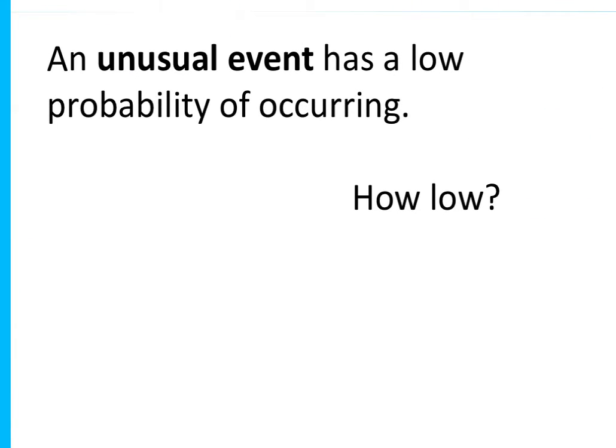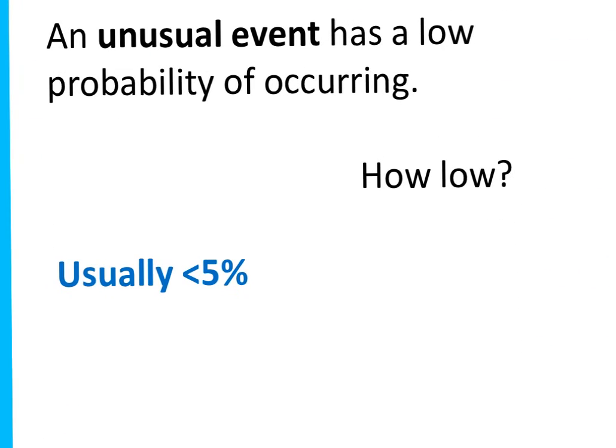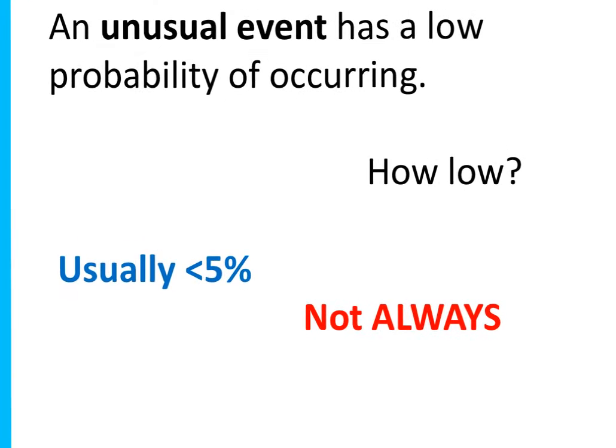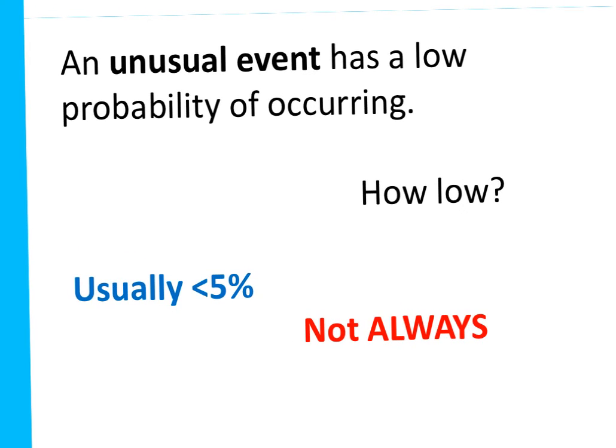Now let's see what else we have here. Okay, let's talk about unusual events. An unusual event just has a low probability of occurring. How low? How low is low? Well, usually less than 5%. Okay? But, not always.